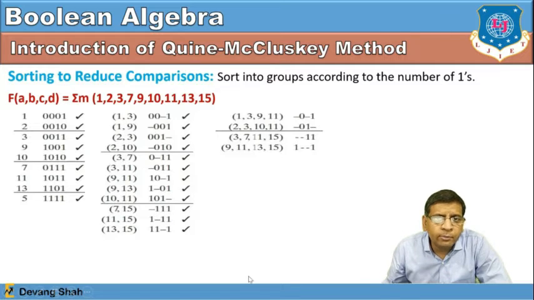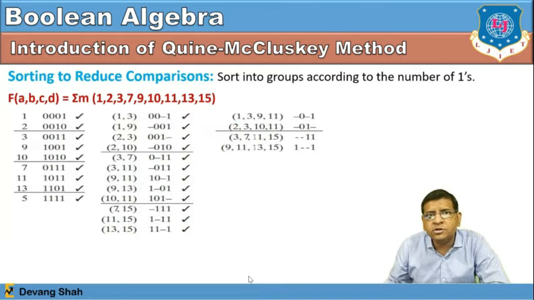Now you compare group number 1 to 2 and 2 to 3, and correspondingly you find the difference of 2 raised to 0, 2 raised to 1, 2 raised to 2, 2 raised to 3, likewise. From that, in column number 3 there are two more groups: 1, 3, 9, 11, so my answer is -0-1; and 2, 3, 10, 11, so -0-1.